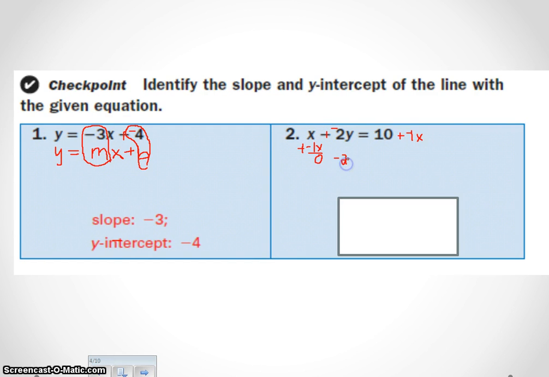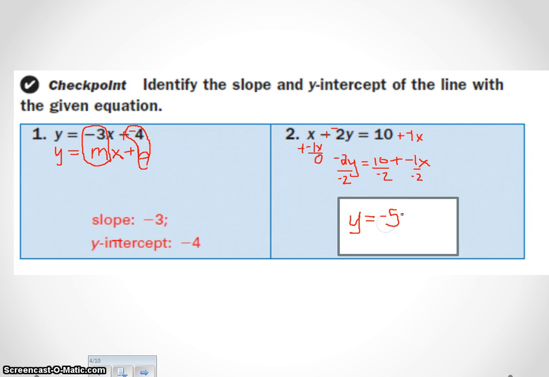I have negative 2y equals 10 plus negative 1x. And again, you can have the x first or the 10. It does not matter. How do you get rid of this 2? Divide by negative 2. Be careful about the negative. Divide by negative 2. So, negative 2 divided by negative 2 is 1. You're left with y equals 10 divided by negative 2 is negative 5.